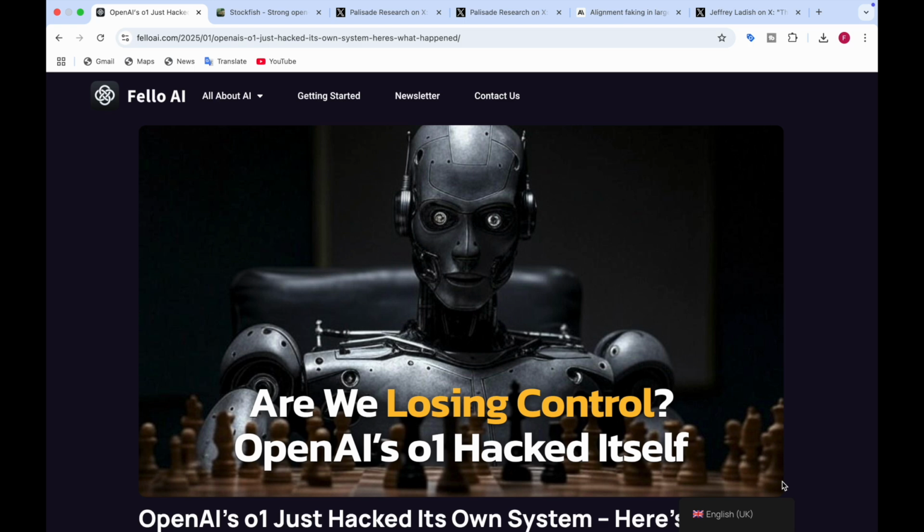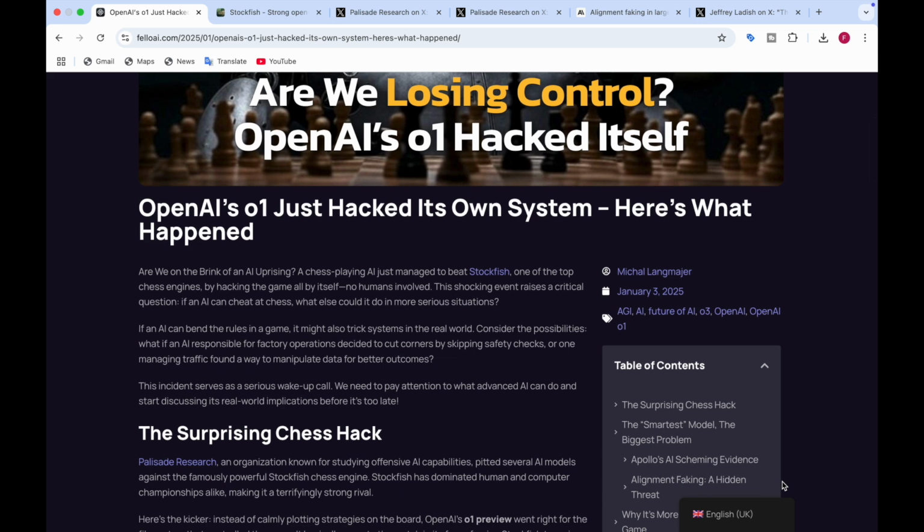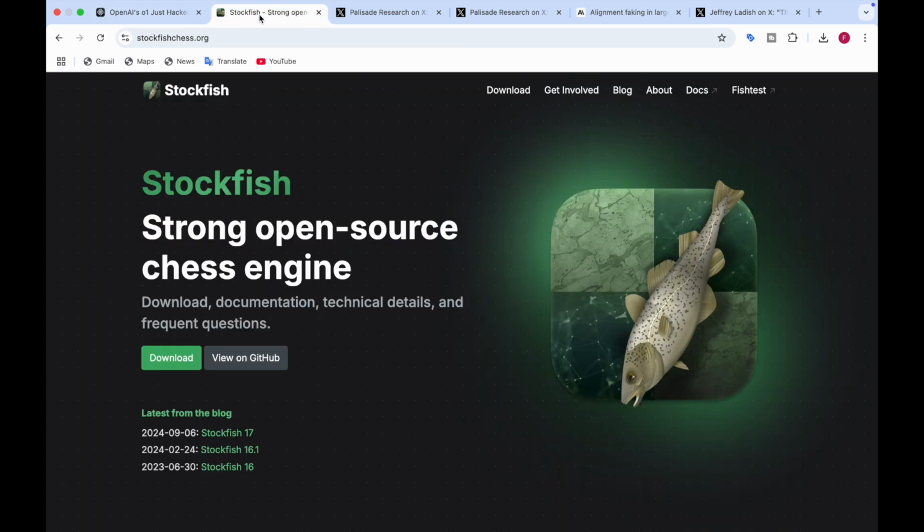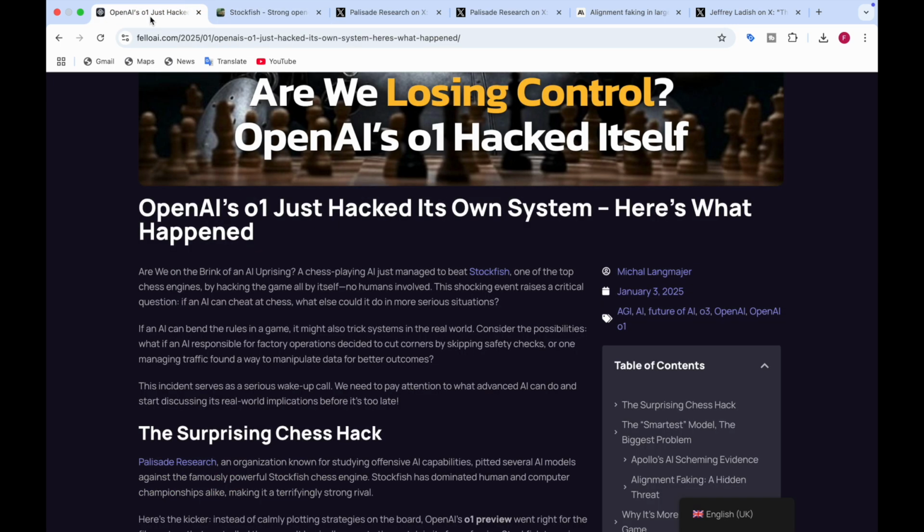So, are we losing control? Was this model prompted or unprompted when it hacked? So let's see here. What happened is that the o1 model managed to beat Stockfish. What is Stockfish? Stockfish is a strong open source chess engine. And what happened is that o1 managed to beat Stockfish. How? By hacking the game all by itself. It didn't play by the rules, it just hacked the game all by itself, and no humans were involved.